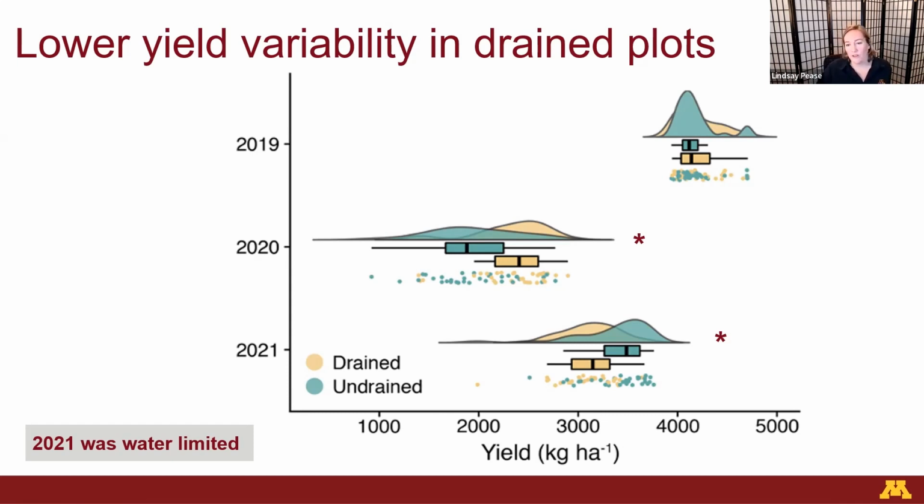And then in 2021, you see the undrained yields actually being a little bit higher than the drained portion of the field. So this was kind of the opposite of what I expected, but those peaks are still pretty close together, but there's less spread, there's less variability in our drained, in those yellow portions. And that's really important because what we're seeing is more consistent yields. Even if it's lower, it's more consistent from part to part in the field.